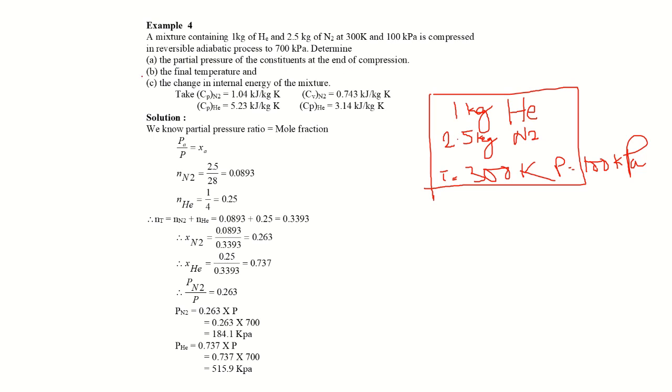Okay. The final temperature we have to find out. Now it is 300 K. What will be the change in internal energy of the system? So Cp values of N2, Cp values of He, Cv and Cp values are all given. So we know the partial pressure is what? It is also equal to the mole fraction. So Pa by P is equal to Xa.